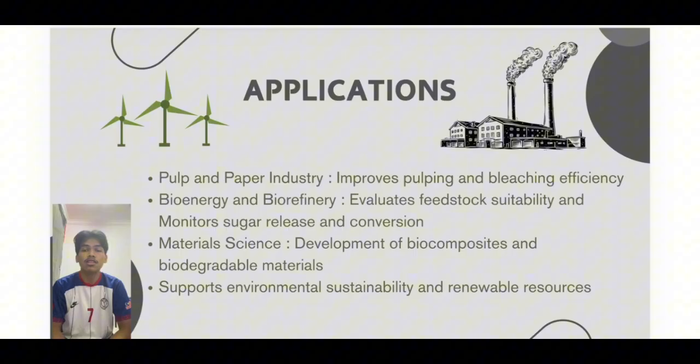So, chemical analysis is very important in many industries. So, application. In the pulp and the paper industry, it helps improve pulping and bleaching operation. In bioenergy and biorefinery, application is used to evaluate feedstock suitability and sugar formation. This also supports the development of biocomposite and biodegradable material.